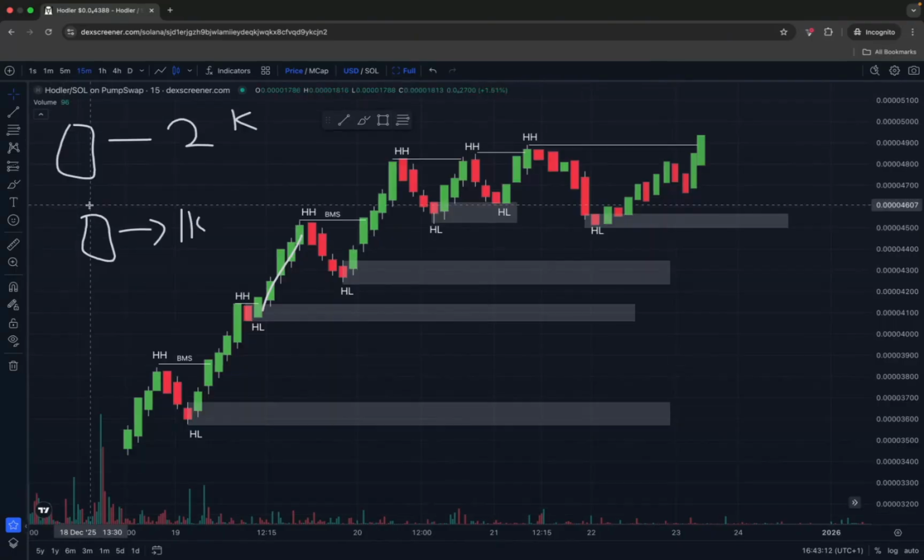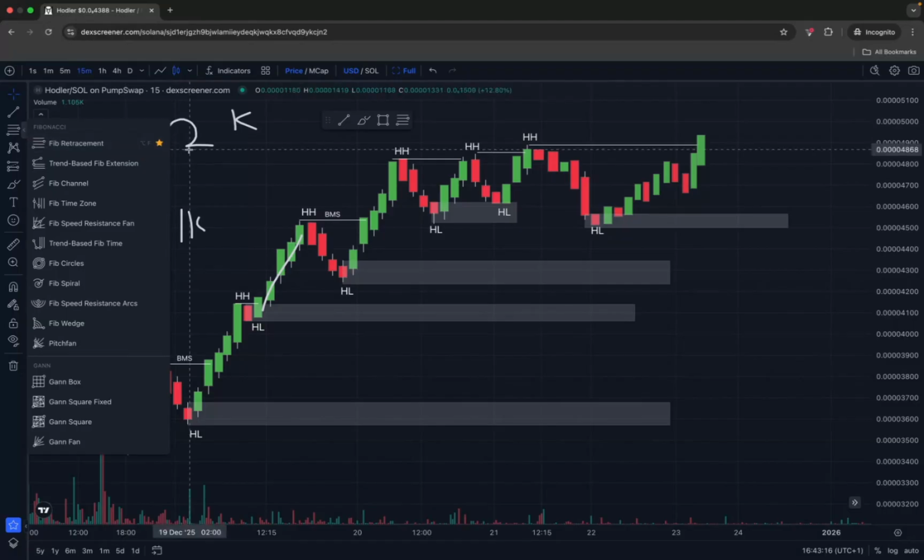That is what brings us to this tool called FIB. You see FIB retracement. Okay, FIB retracement. To access it, we come to the left tools. You see one, two, the third one. You will click on the arrow next to it. We see FIB retracement. Click on this star to put it to favorite, and then double click on it.